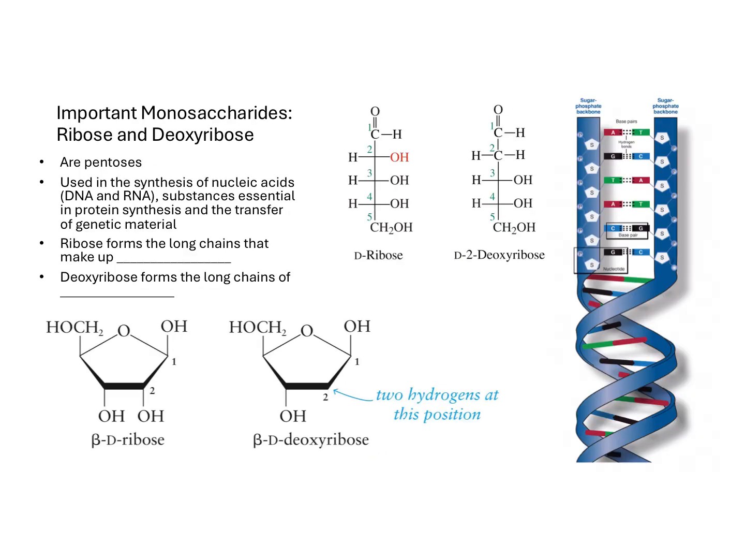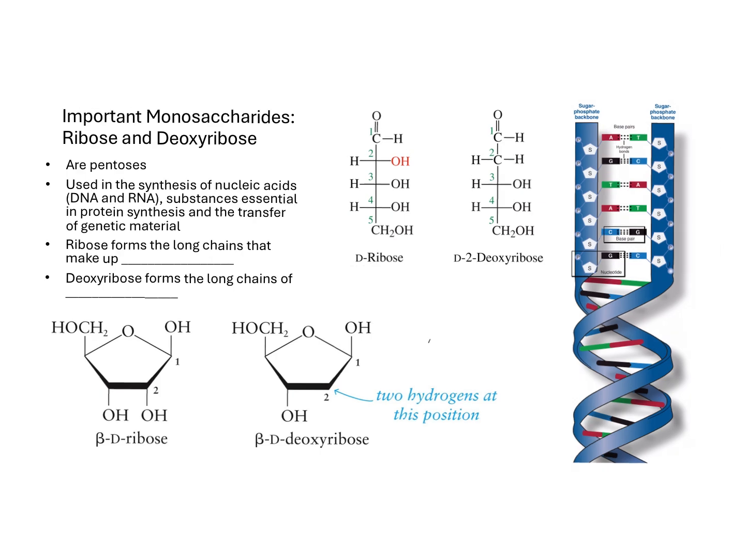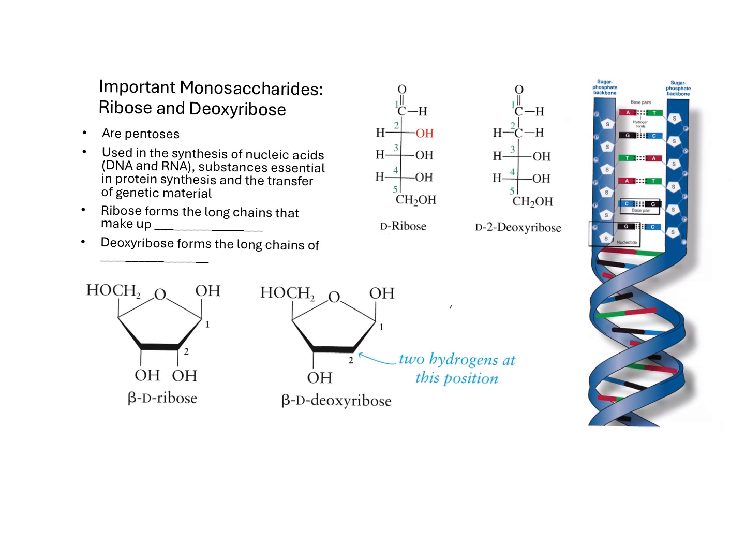Now, let's talk about some important monosaccharides that we run into. One of the important monosaccharides that pops up quite frequently in nucleic acids, which are like RNA and DNA, is ribose. This is just the normal structure of ribose. You can also have deoxyribose.